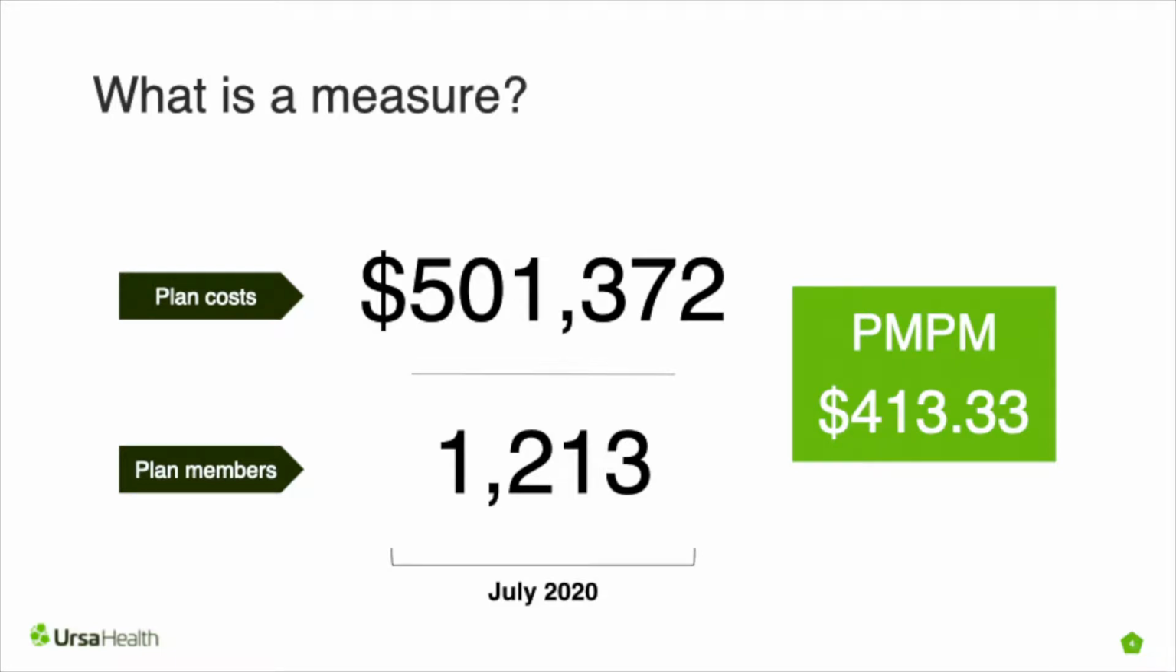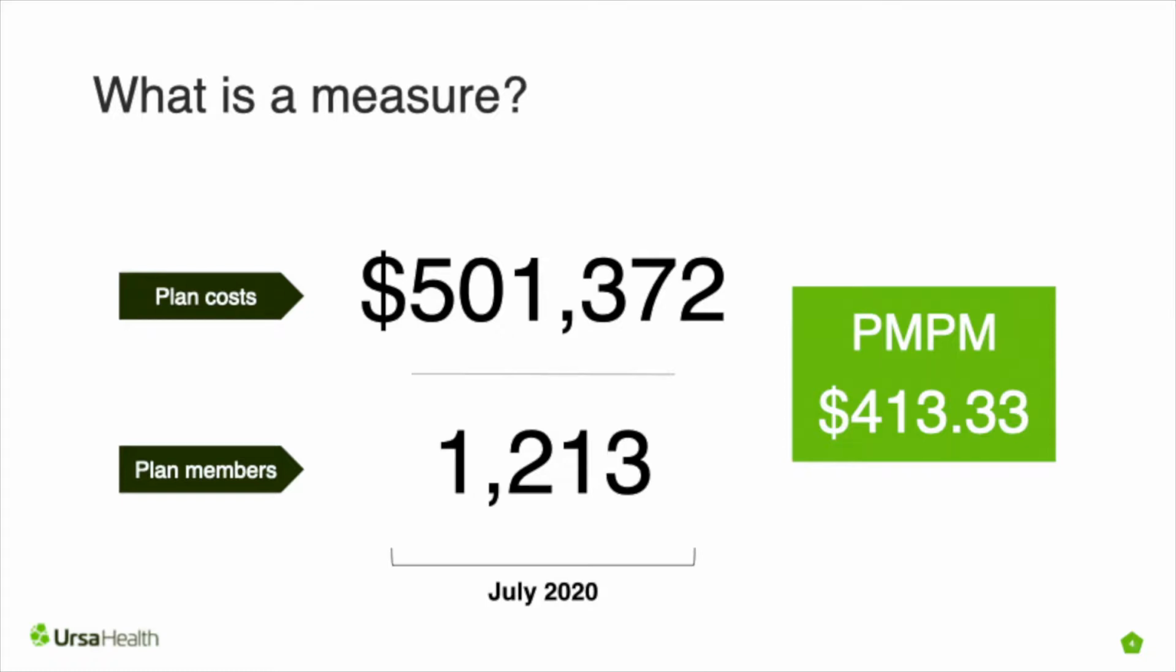Another example of a common measure is that of a per member per month or PMPM measure. Here, a health plan's total member spend for the month is divided by the number of members enrolled in the plan for that month. The denominator is the plan's member population for the month of July. The member population represents the opportunity for performance, which in this case is the opportunity for dollars to be spent on the member. The numerator is the actual amount of money spent on the member population in the month of July.